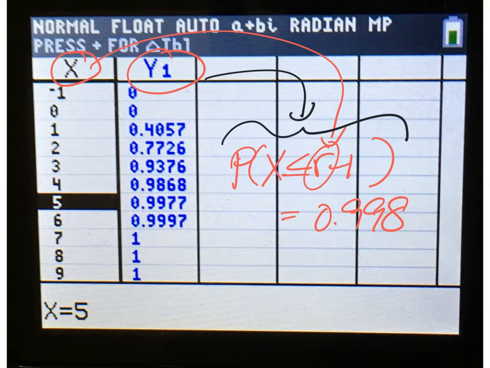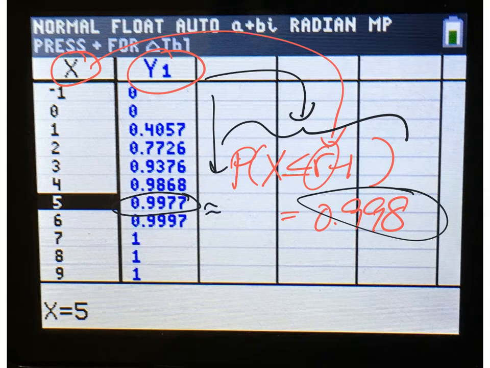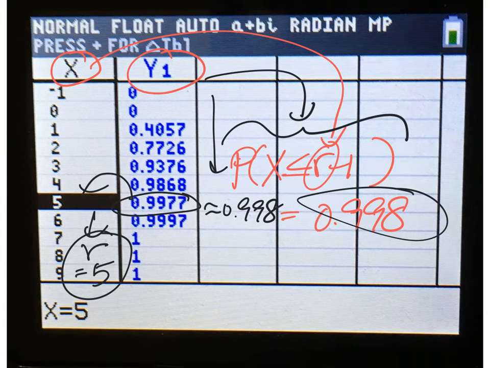So there's a subtle difference here as to whether we are talking about r or talking about r minus 1. If that is the case, what we want is to aim at the value of 0.998. So if you scroll down the table, this value here is approximately 0.998 to 3 decimal places. Then what we can do is read off the value of X in the first column, which is 5. So that tells us that your r value is actually 5, and that is the answer.